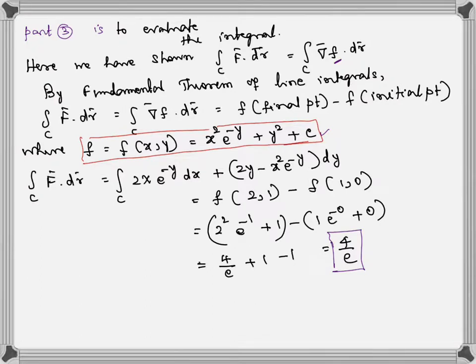So here we see the integral over C of F dot dr is the integral over C of 2x e to the negative y dx plus 2y minus x squared e to the negative y dy, which is nothing but f at the terminal minus f at the initial. We find these values by plugging (2, 1) into the function f that we already found. It will become 4 over e plus 1 minus 1, which is 4 over e. Hope this video helps.